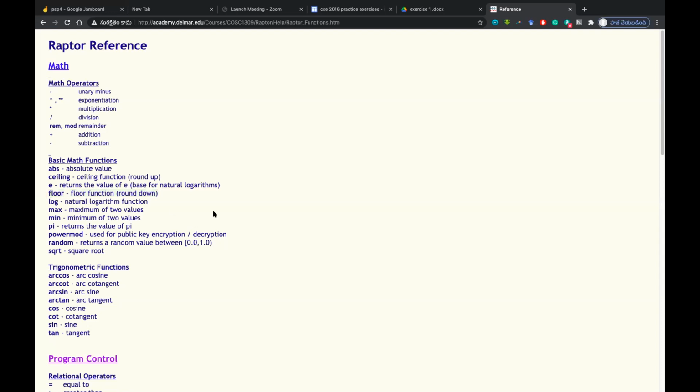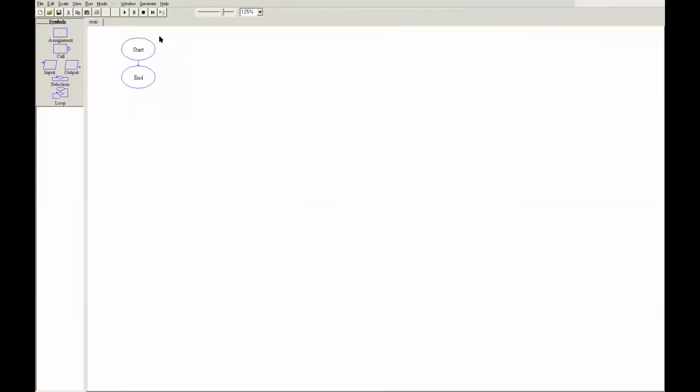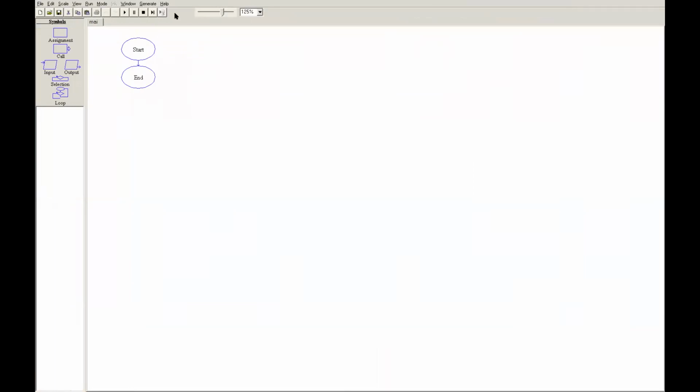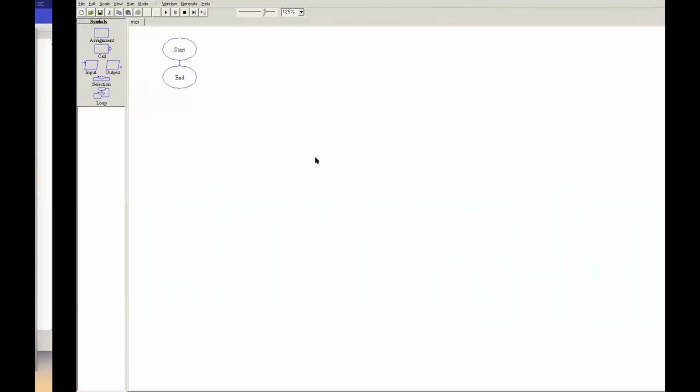So not only this one, I can go to Raptor. My help doesn't work now. I can just press this general help and you can find the entire notes. I'm not getting it here, maybe some mistake. And in general help, you can find all the functions with examples. It will show you how to use it. So this is what I want you to make.